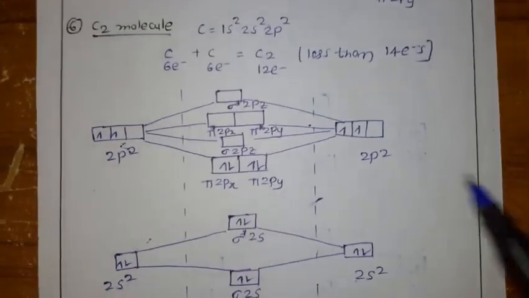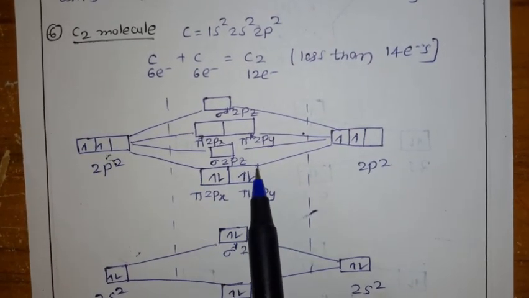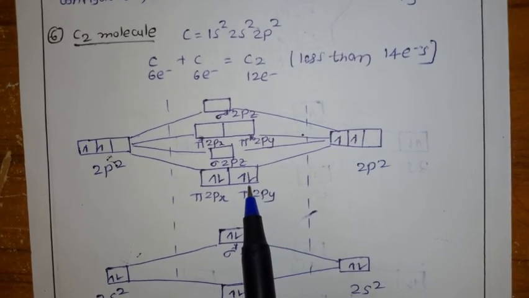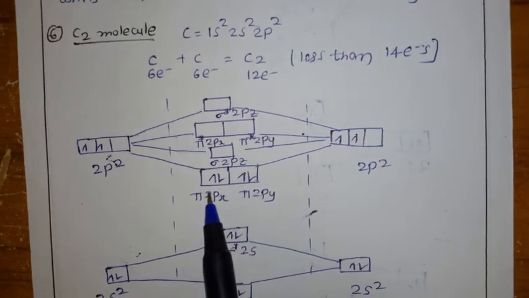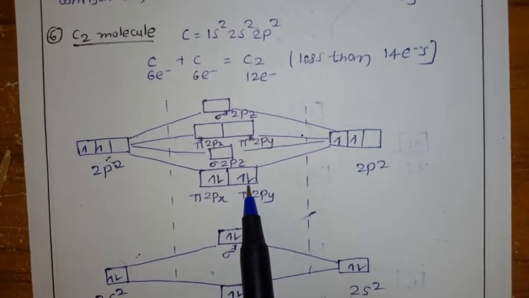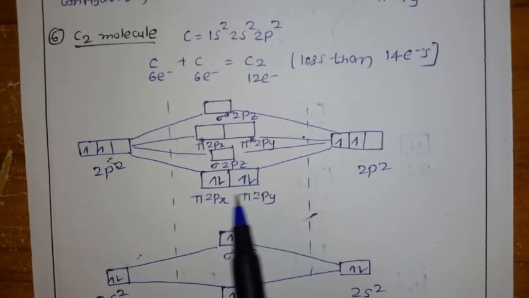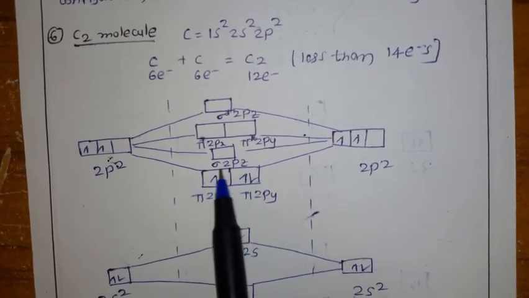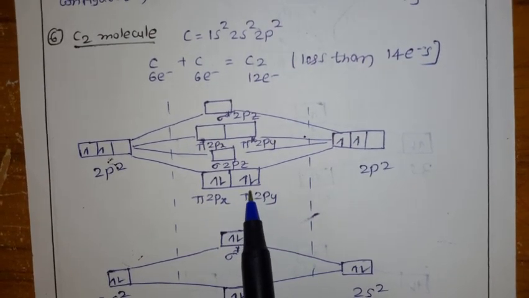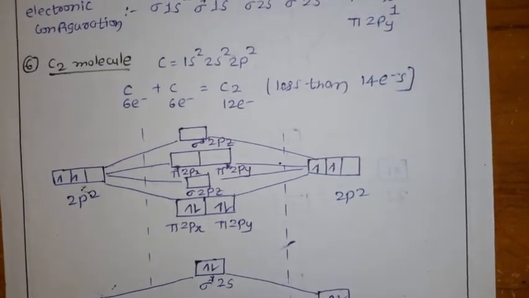Now, according to our rules, what? In the case of degenerate orbitals, first you have to go for singly filling. After that you have to go for pairing. So first I will go for pi 2px, then pi 2py, left with 2 electrons, then we will go for pairing. Okay, this is the pairing. So in the case of degenerate orbitals, first you go for singly filling, after that you go for pairing of electrons.